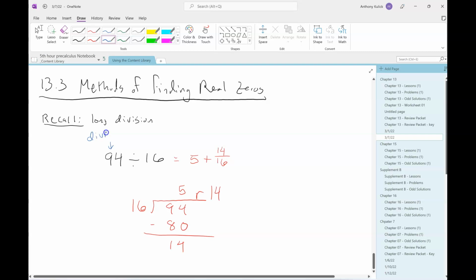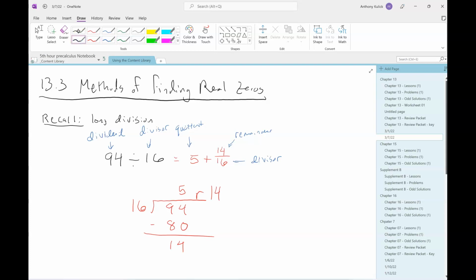So just as some vocab here, the 94 is the dividend, 16 is the divisor, 5 is the quotient, 14 was the remainder, and 16 down here is the divisor once again. So just a little piece of vocab reminder, the little parts of the division problem.